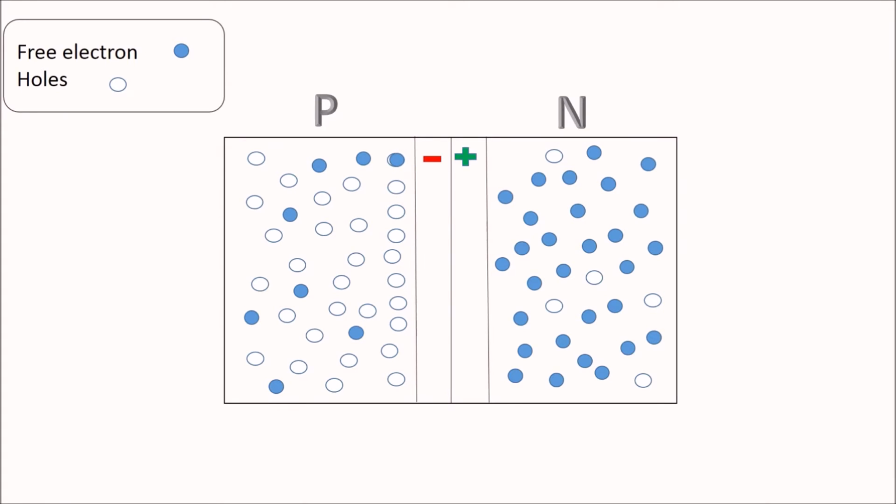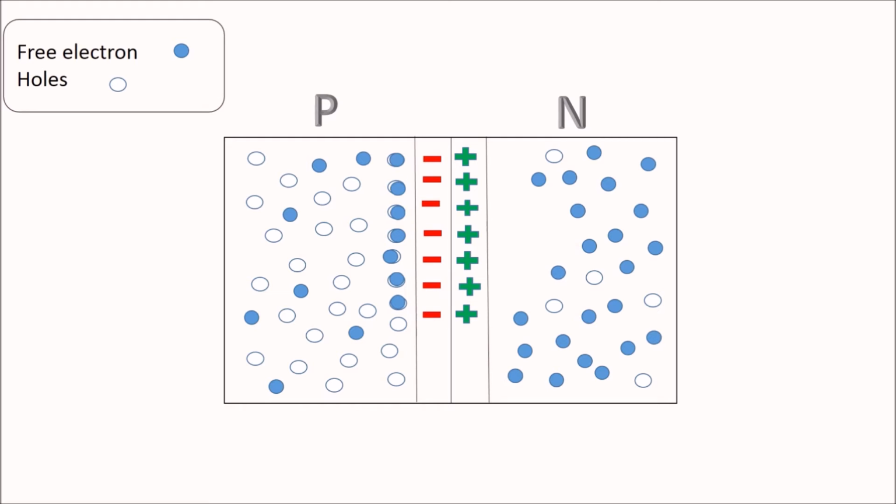The free electrons near the junction in the N region begin to diffuse across the junction into the P region, where they combine with holes near the junction. When the P-N junction forms, the N region loses free electrons as they diffuse across the junction, creating a layer of positive charge near the junction.